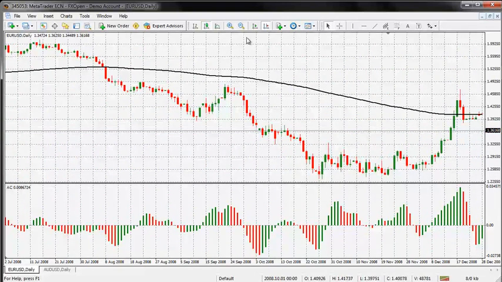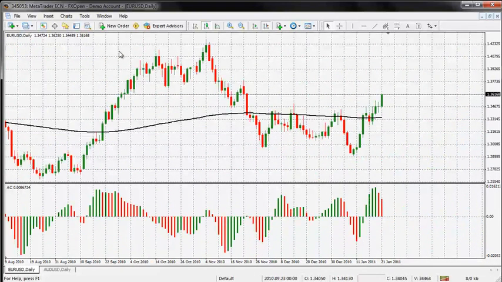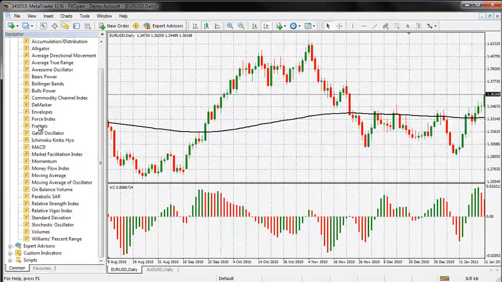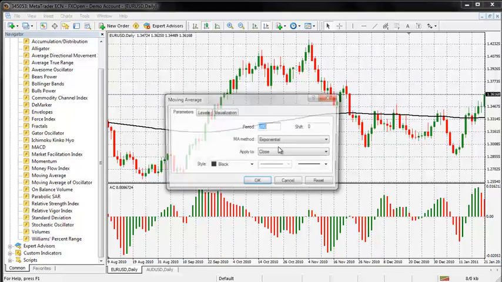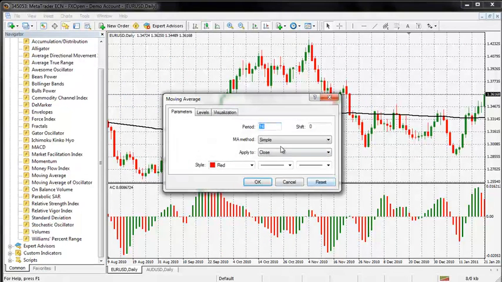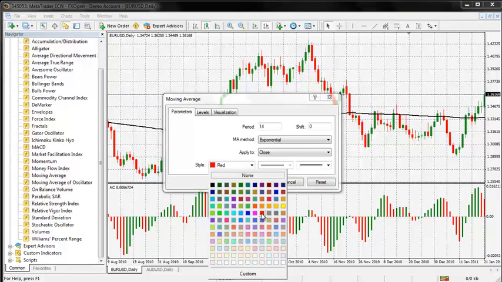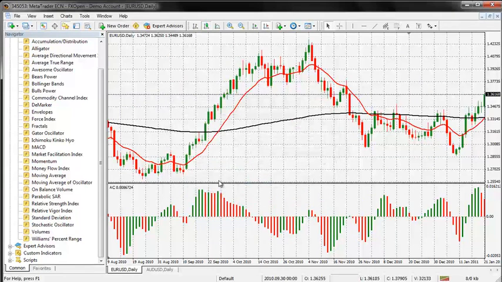So let's go ahead and use some other moving averages. Alright, I'm going to go ahead and use another moving average, but this time I'm going to use a 14 exponential moving average. I'm going to apply it to a second gradient thickness there, and I'm going to give it a red color right there. Okay, I'm going to click on OK.